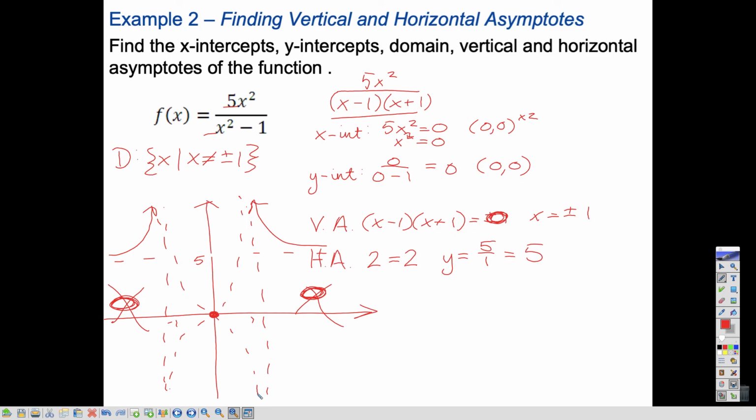So today, no matter what, you're going to do what things? X-intercept, y-intercept, vertical asymptote, horizontal asymptote, domain. The nuts and bolts today. Got it?